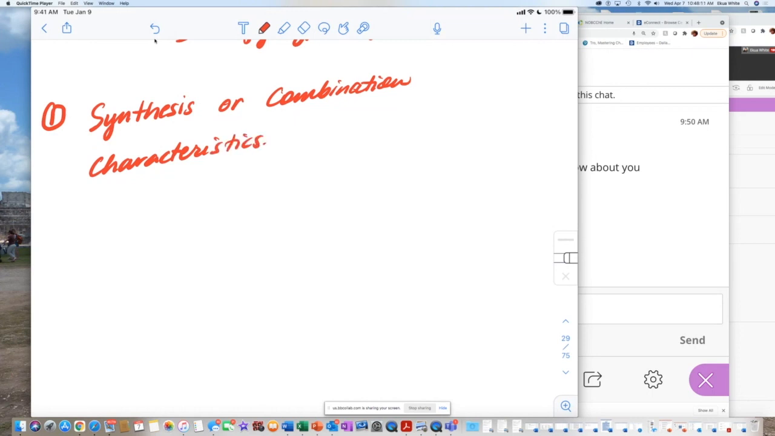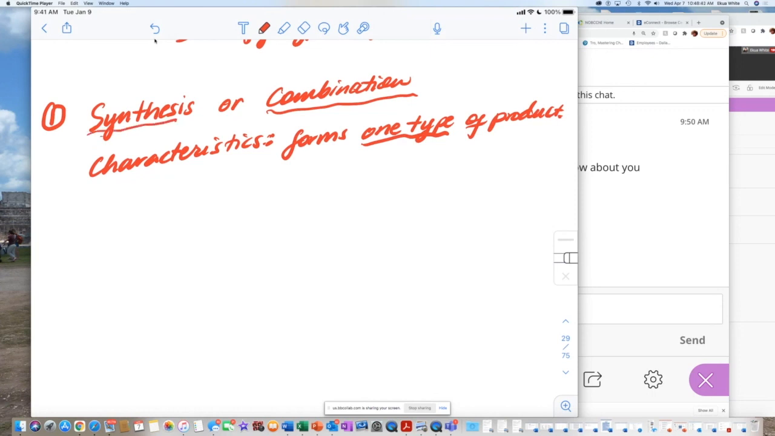Okay. The characteristics that we see in this chemical reaction is usually that it forms one type of product, not one amount, just one type. Okay, so you have many reactants that form one type of product. So that's why they're called combination. It's like combining many pieces to make a whole. Okay, so the synthesis reaction, synthesis or combination, you have many types combining to form one type.